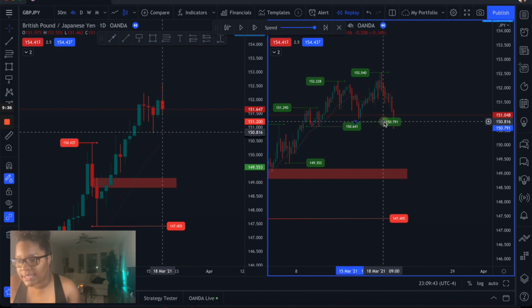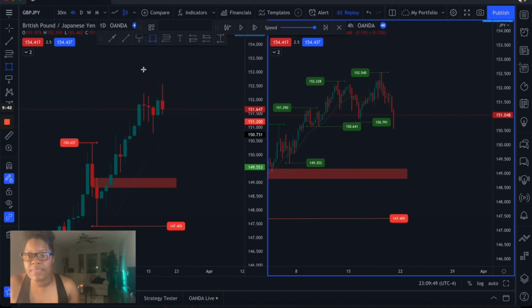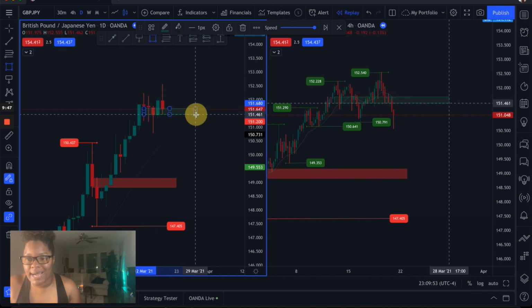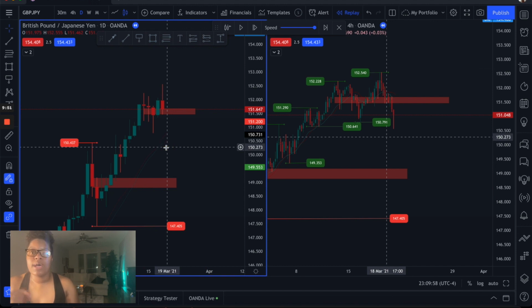It went past, and let me move this over so you guys can see, 1.791. So this means that I am now the seller. I am no longer interested in buying, okay? So what I am going to do is stop looking at buys and start questioning myself for sales.